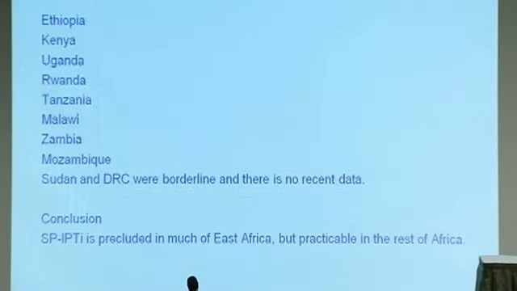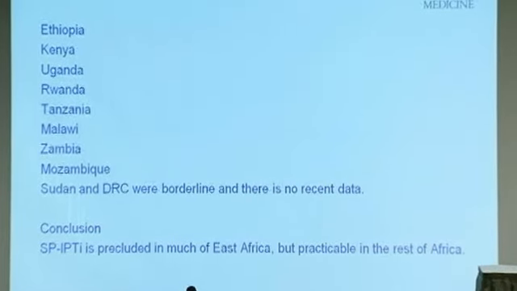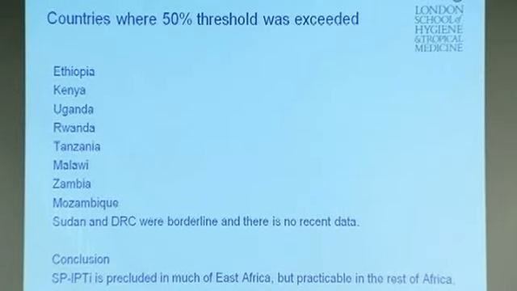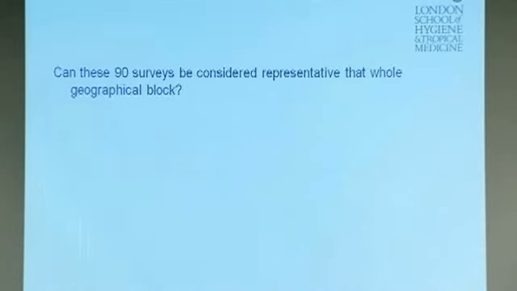So our conclusion was that SP-IPTi is precluded in much of East Africa, but practical in the rest of Africa. This lists the 8 countries where it was exceeded, and I would just note that Sudan and DRC were borderline, and there was very little recent data which could decide whether or not to roll out SP-IPTi there.